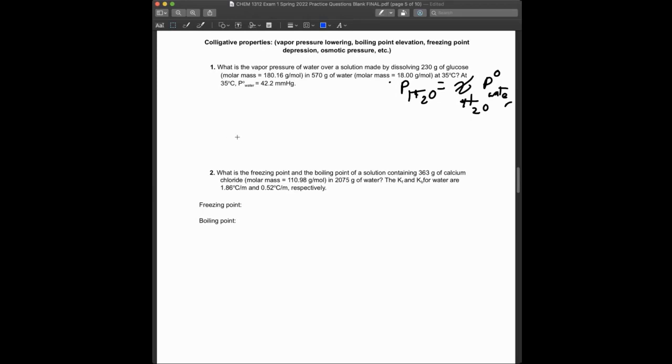Let's go ahead and just dive into this problem. To find the mole fraction, we first have to find the total moles of the entire solution. So let's do that. To find moles of glucose, we have the grams of glucose, which is 230, and we simply divide by the molar mass, which is given in the problem.